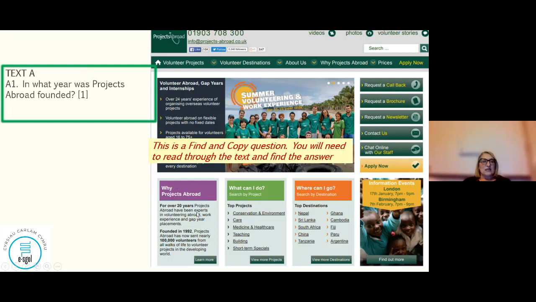That tells us a little bit about the charity. And then it says, founded in 1992, in bold letters. So from that is our answer there. We can see that it was founded in 1992. Nice and straightforward: we find the answer and we copy the answer down. So the answer there would be 1992.